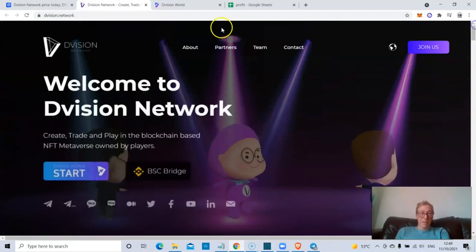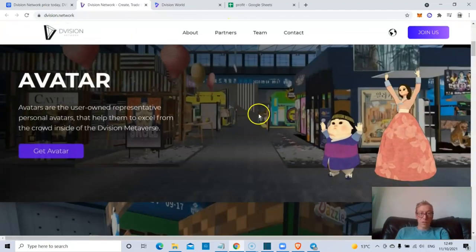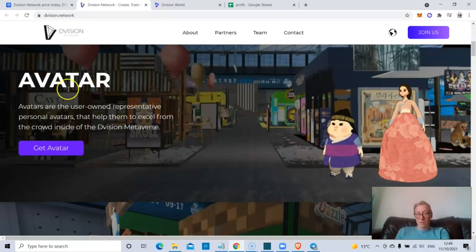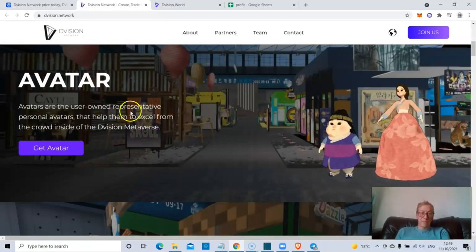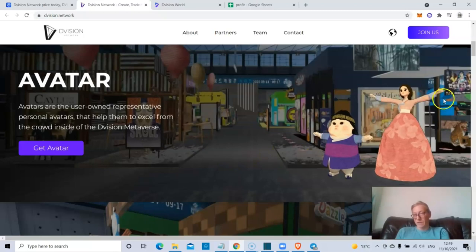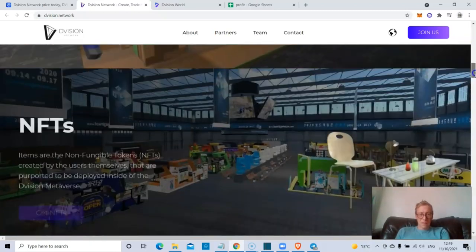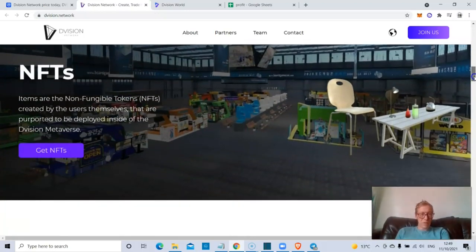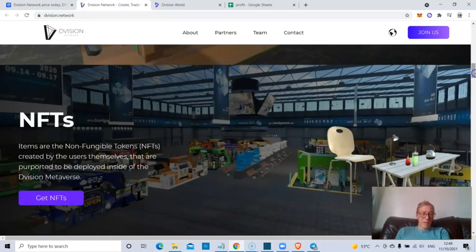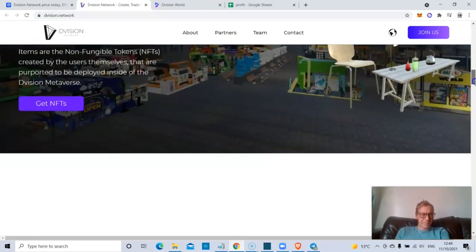Now, within Dvision Network, the whole concept is that you have avatars that are user-owned, and they represent you, obviously. They're your personal avatars, and it allows you to stand out from the crowd inside of the Dvision metaverse. Now, the metaverse itself looks a little simple at the moment, but it's only going to improve and develop. Items within the game are NFTs created by the users themselves, and they're displayed inside of the Dvision metaverse.